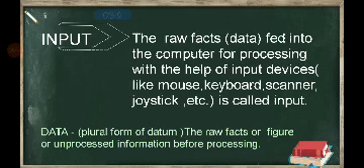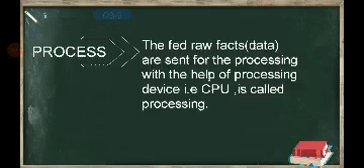And here what is data? Data is the plural form of datum. So the single form is called datum, whereas the plural form of datum is called data. Okay, and data is the raw facts or figures, or unprocessed information before processing. So before processing, whatever the raw facts or figures, that is called data.